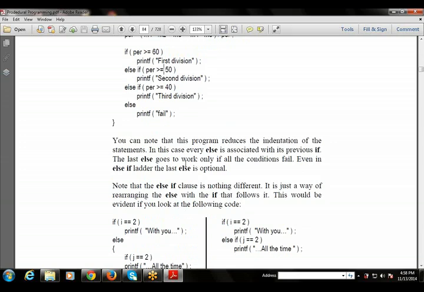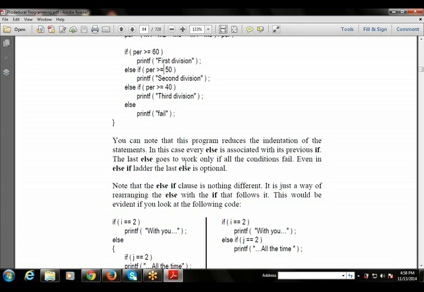You can note that this program reduces the indentation of the statements. Why is it reducing the indentation? Because there are no curly braces. We do not have to remember curly braces and check whether this is open, this is closed. In this case, every else is associated with its previous if. The last else goes to work only if all the conditions fail. Even in else if ladder, the last else is optional. Now note that the else if clause is nothing different.